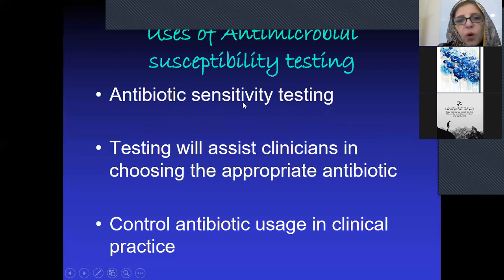First of all, let's see what the uses of this are. It gives us the idea about whether the antibiotic is sensitive or not, whether we should give this antibiotic to the individual or not, which will aid the clinicians in their treatment. And this is also going to control the antibiotic usage, because then we will not be giving inappropriate antibiotics to the individuals. We will be giving only that antibiotic which will be effective against that particular bacteria.